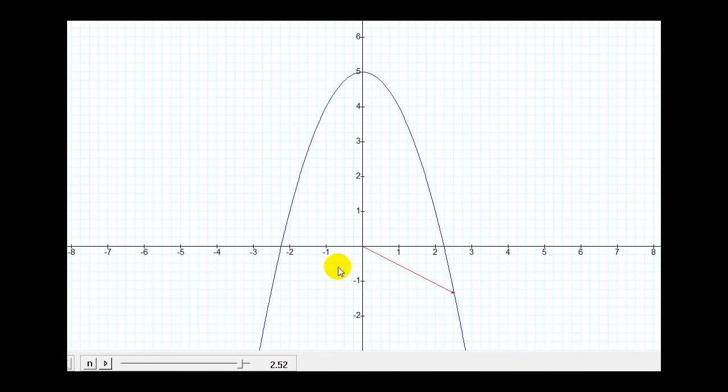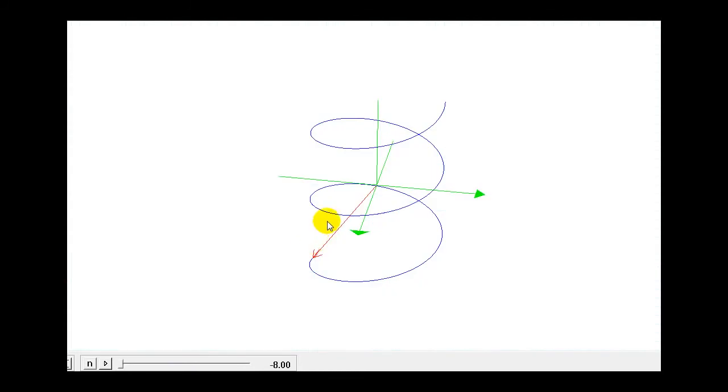Now let's take a look at a space curve generated by a vector-valued function. Again, here we see the vector produced by the vector-valued function in red, and the curve the terminal points produce as the value of t changes. Here we have t equals -8, and as it increases to +8, we see that it traces out the blue curve.